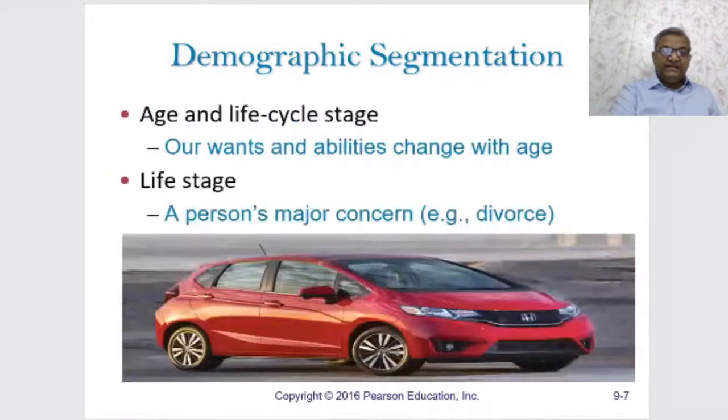Very quickly, let me show you, for example, a person's major concern in life stage. There are different life stages that a person goes through. It could be getting married, it could be getting a divorce, it could be getting an appointment, or it could be getting a child in their family, or getting some sort of promotion, or retirement. These are different life stages of a person's major concerns.